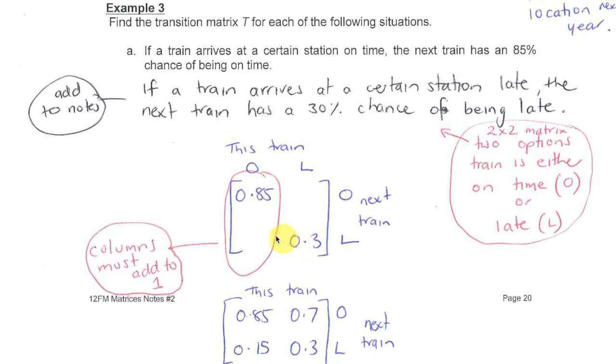Now remembering that the columns need to add up to 1. So I need to put something in here where my dot is, and obviously that needs to be 0.15 so that those two add together to get myself 1. So that's where we get the 0.15, and I need to put in 0.7 here so that this column adds up to 1. So the 0.7 means that if a train is late, there is a 70% chance that the next train will be on time.